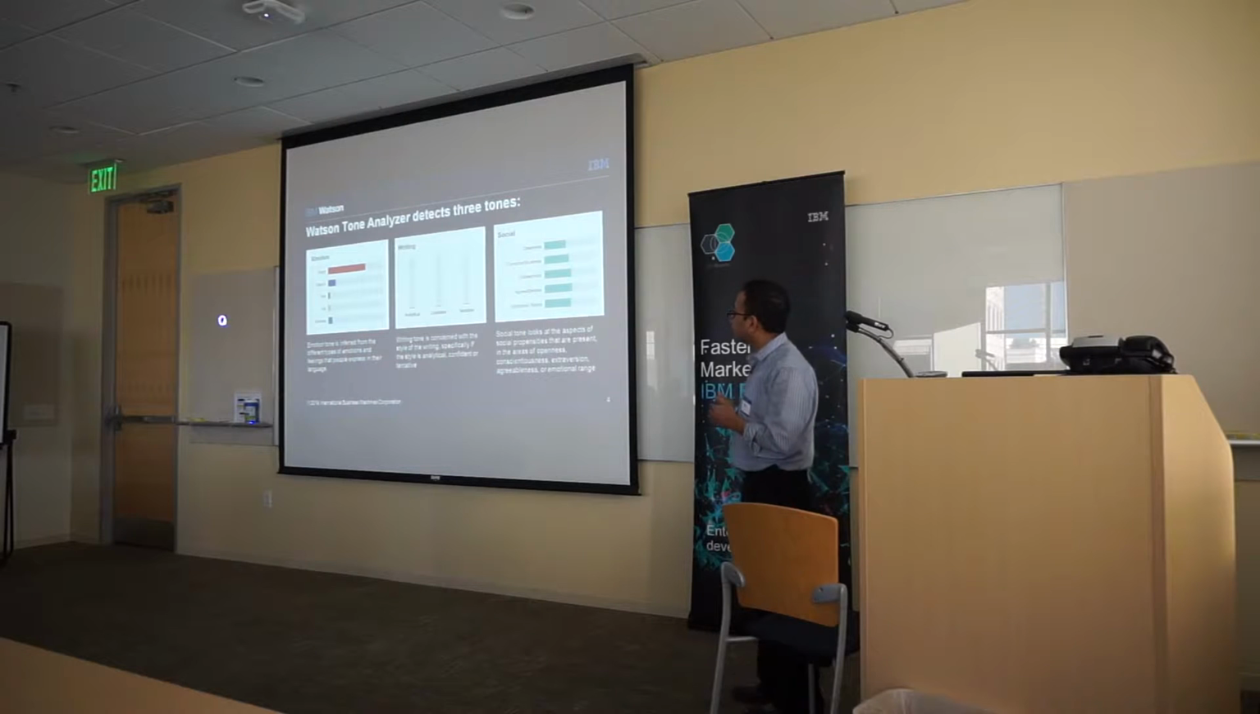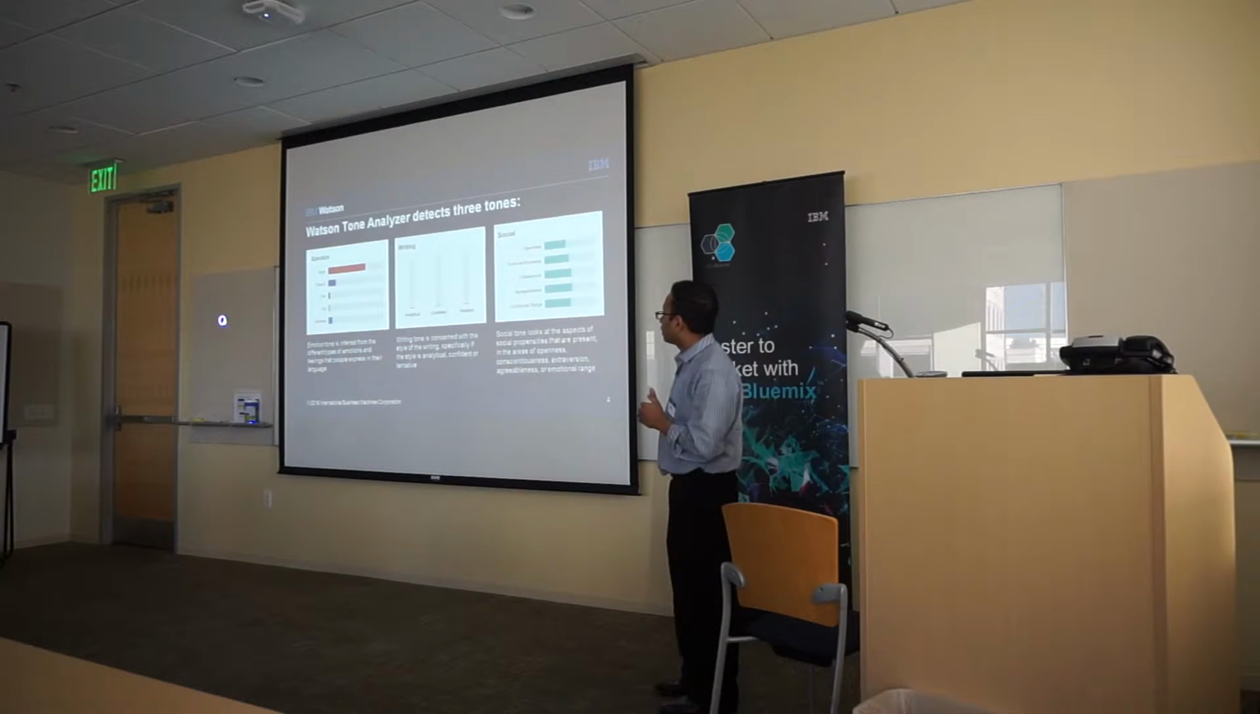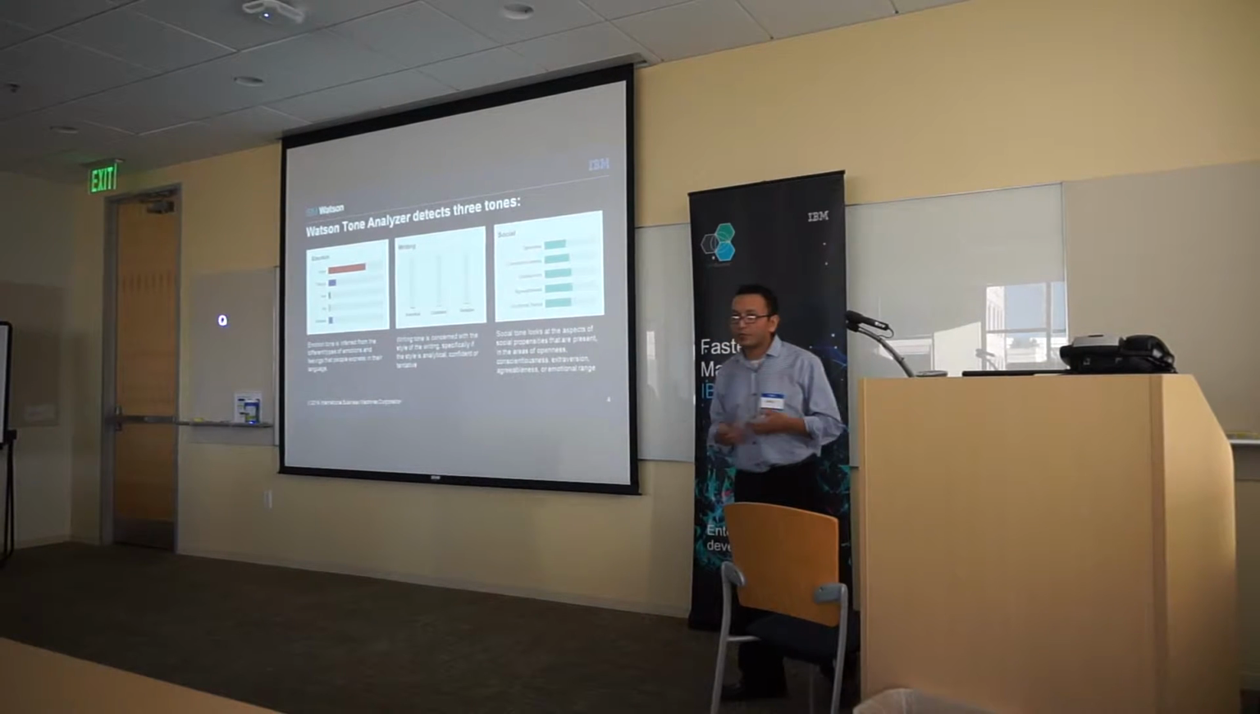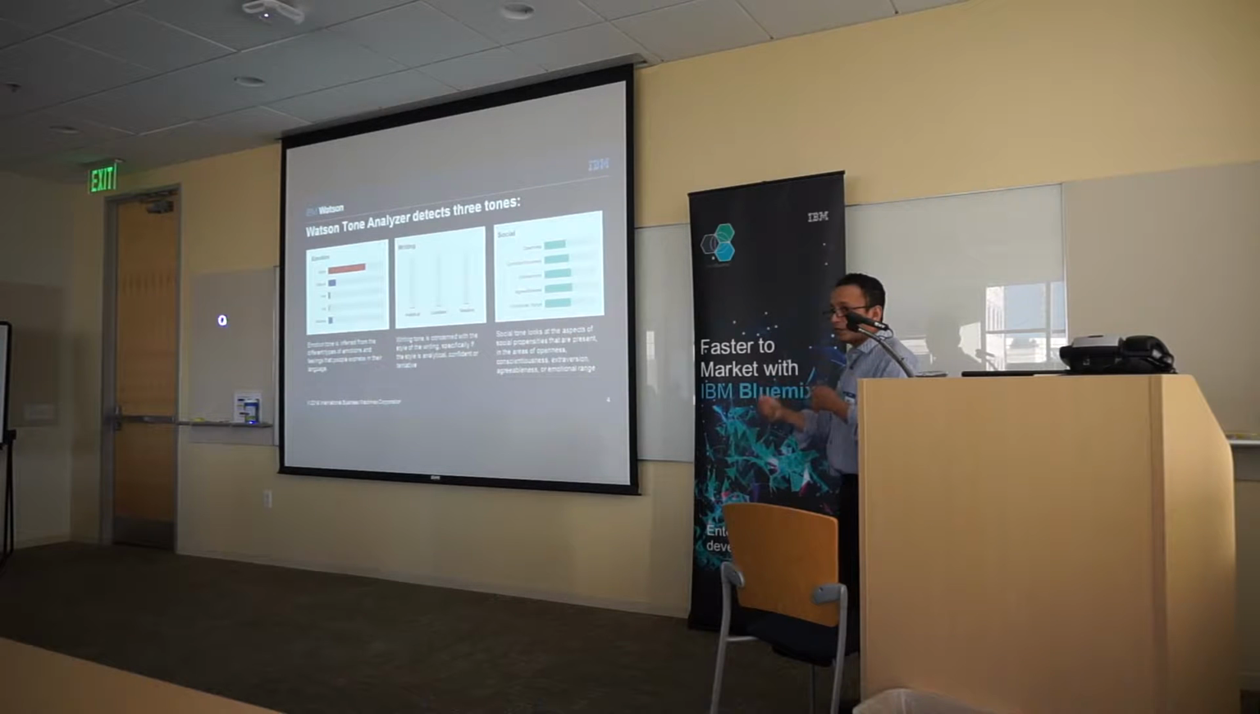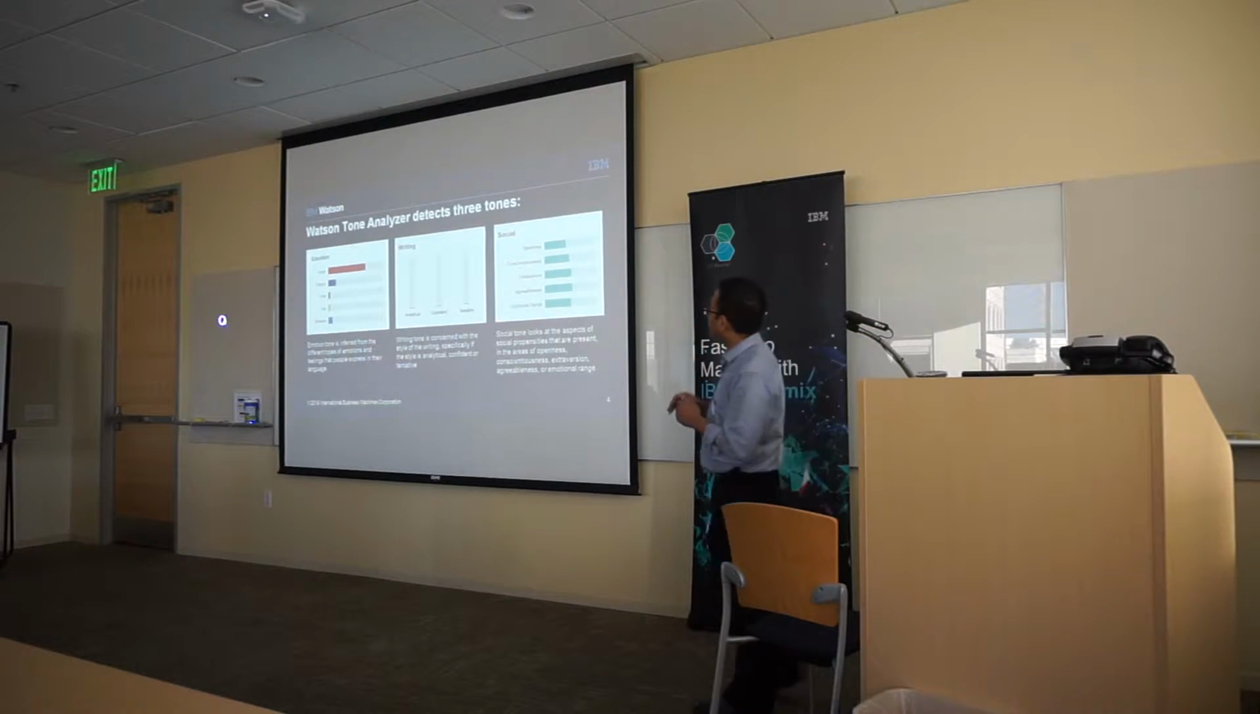For writing style tone, people are concerned with the style of the writing, and they might express analytical. Some people write in an analytical way, and some people write in a confident way, or in a tentative way. So we also detect this kind of tone and show it in the scorecard.